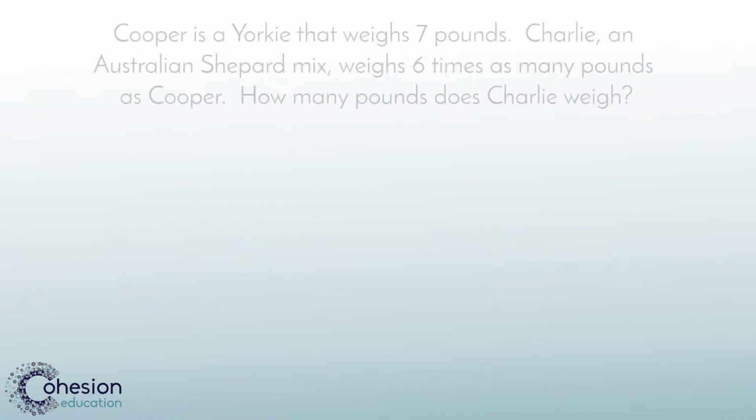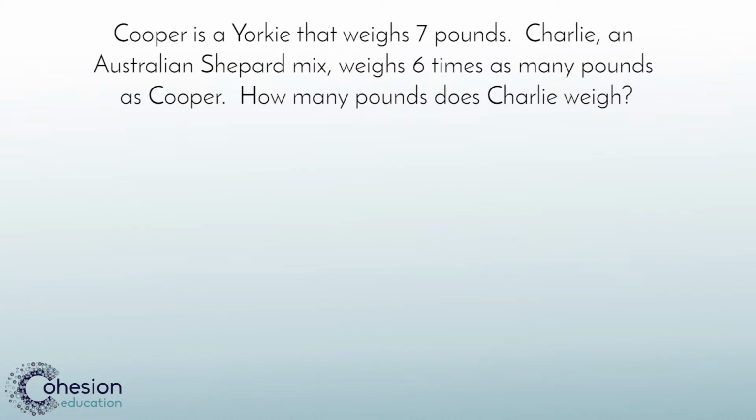The problem says, Cooper is a Yorkie that weighs 7 pounds. Charlie, an Australian Shepherd mix, weighs 6 times as many pounds as Cooper. How many pounds does Charlie weigh? I'm going to begin by simply taking the given information in the question and creating my model. This will give me the best chance to use this information to answer the question.